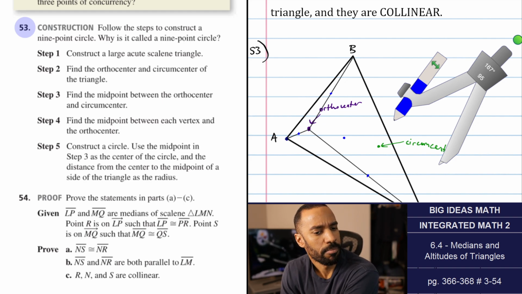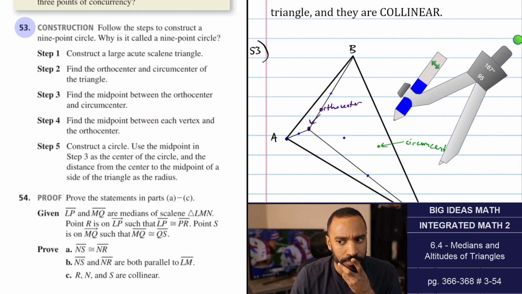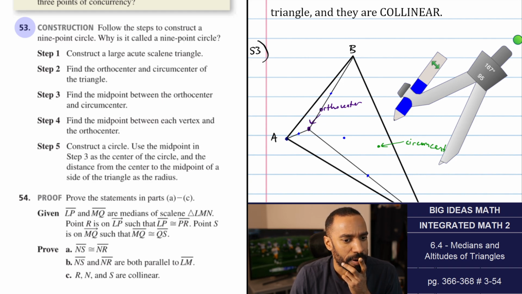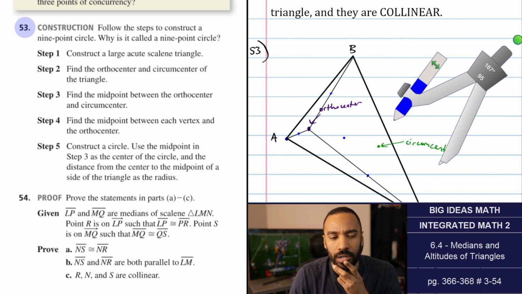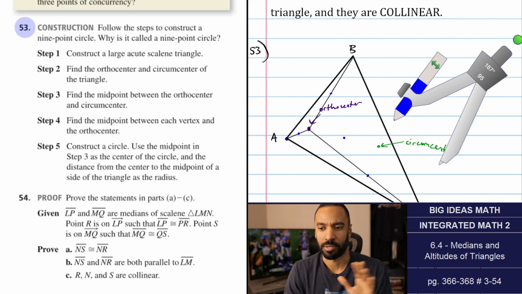Hold on. Find the midpoint between each vertex and the orthocenter. Why do I need 3 of them? Use the midpoint in step 3 as the center. Okay, so I'll use that. Boom. And the distance from the center to the midpoint of a side of the triangle. Side of a triangle? I'm confused. Let me pause and read this a couple times. I'm sorry.